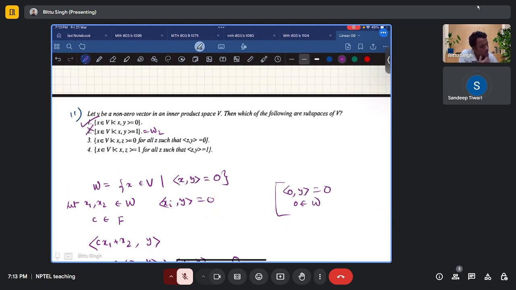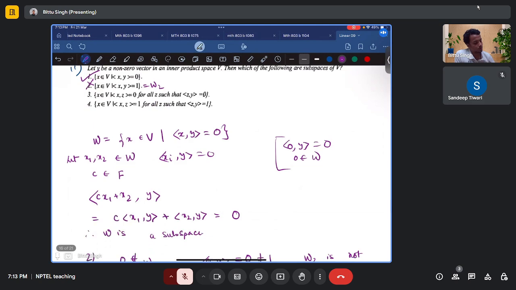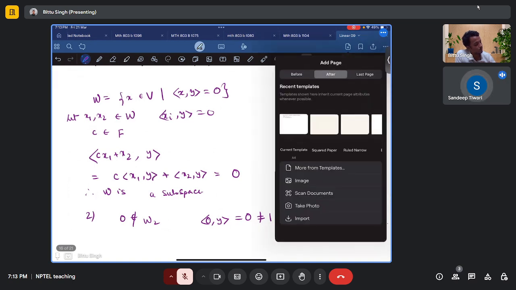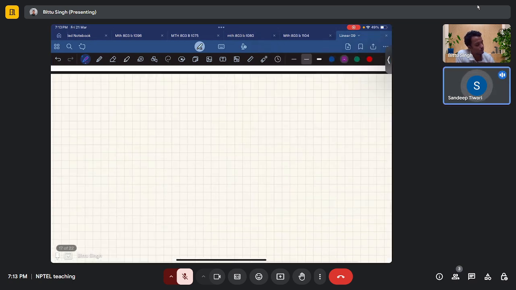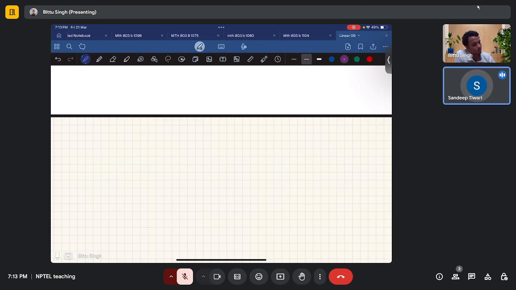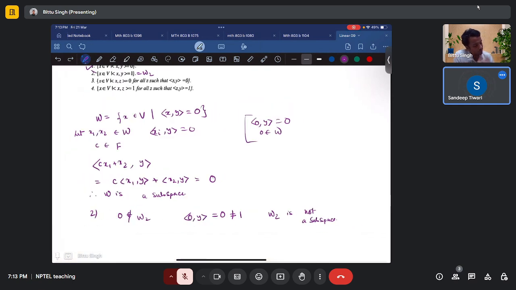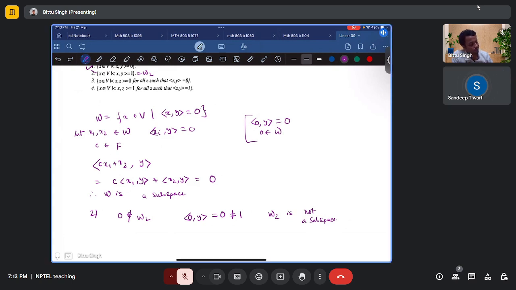What about option 3? Not correct, so let us see if it is correct or not. Now the condition is more complicated. If we take any non-zero element x such that the inner product of x and y is 0, but the inner product of x and x is non-zero because x is non-zero.